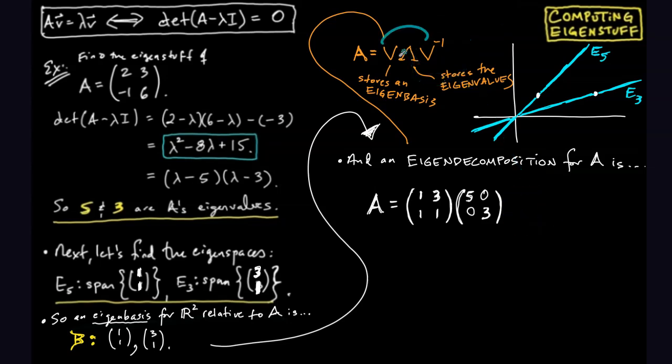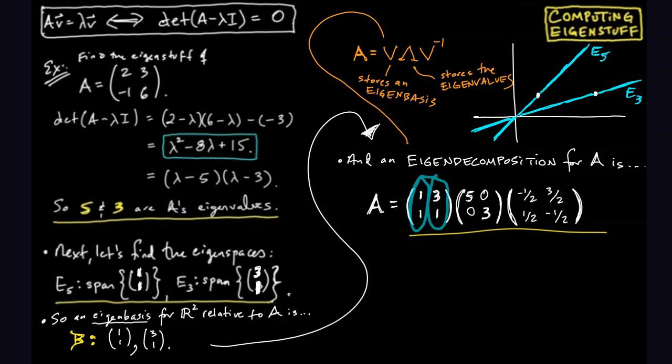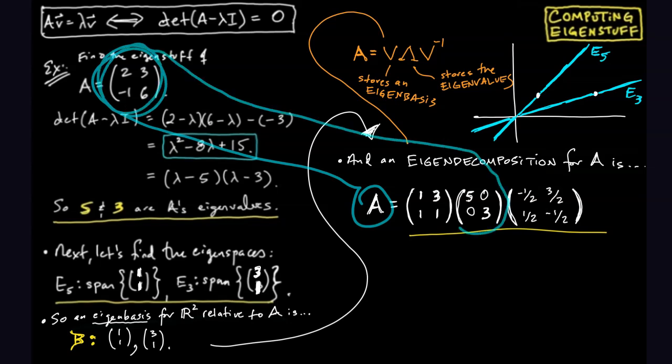Well, that's just the inverse of V, and V is a 2 by 2 matrix, and such matrices are very easy to invert. When you invert this one, you get, as you should verify, this matrix, whose columns are -1/2 and 3/2, -1/2. And with that, we have successfully eigendecomposed, or if you like, diagonalized matrix A. Here are A's eigenvalues, and here are eigenvectors for A that make up an eigenbasis. Our original matrix A, which looked like this, and this diagonal matrix in the middle are similar matrices.